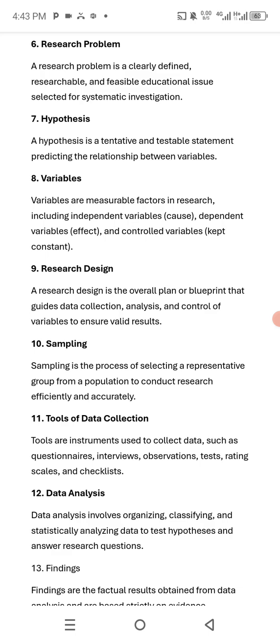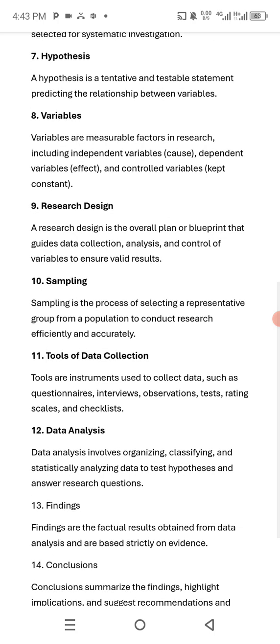So now we have another step we call research design. Research design is the overall plan or blueprint that guides data collection. I repeat myself again, research design is the overall plan or blueprint that guides data collection, and also control of variables to ensure valid results. So it serves as a guide to our data collection, how we do our analysis, and the control of the variables to make sure that we have a valid result.